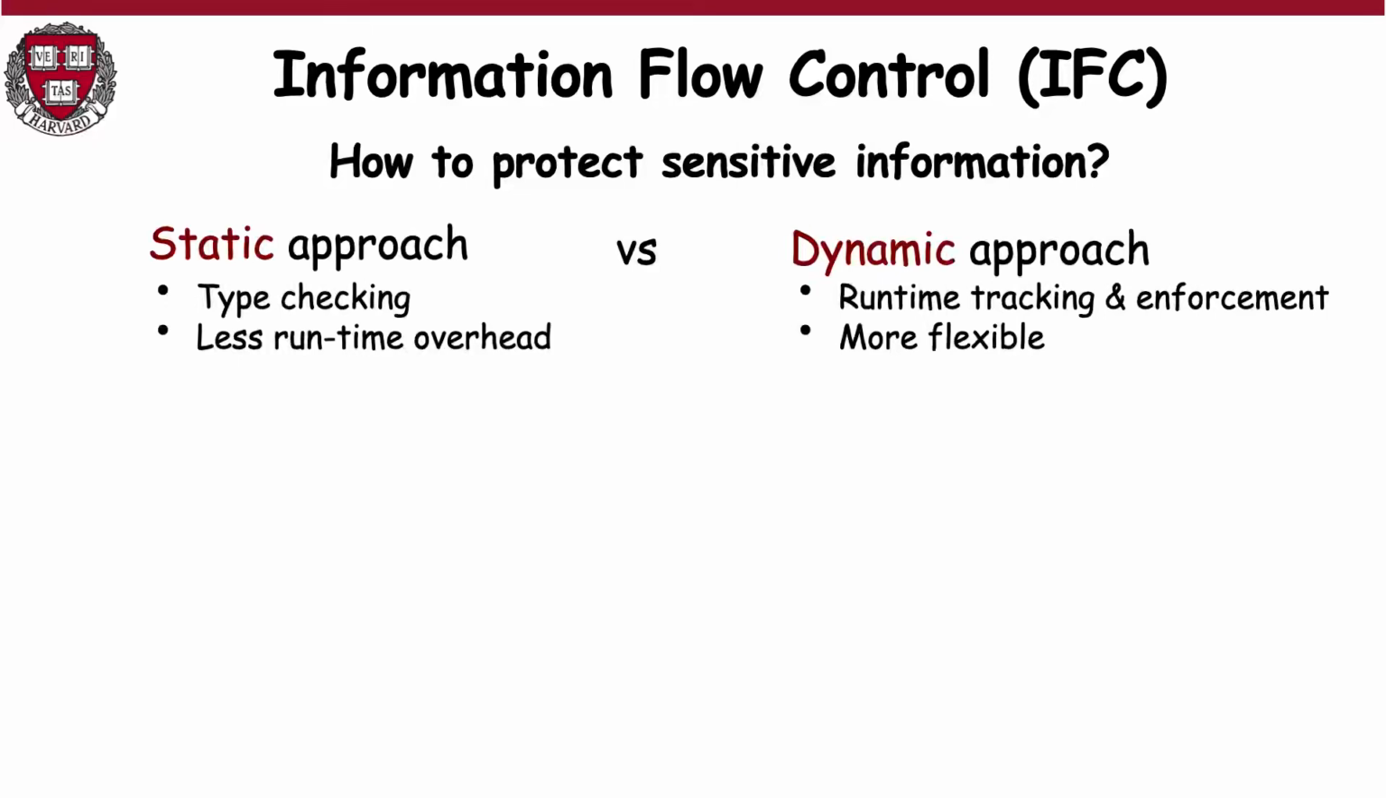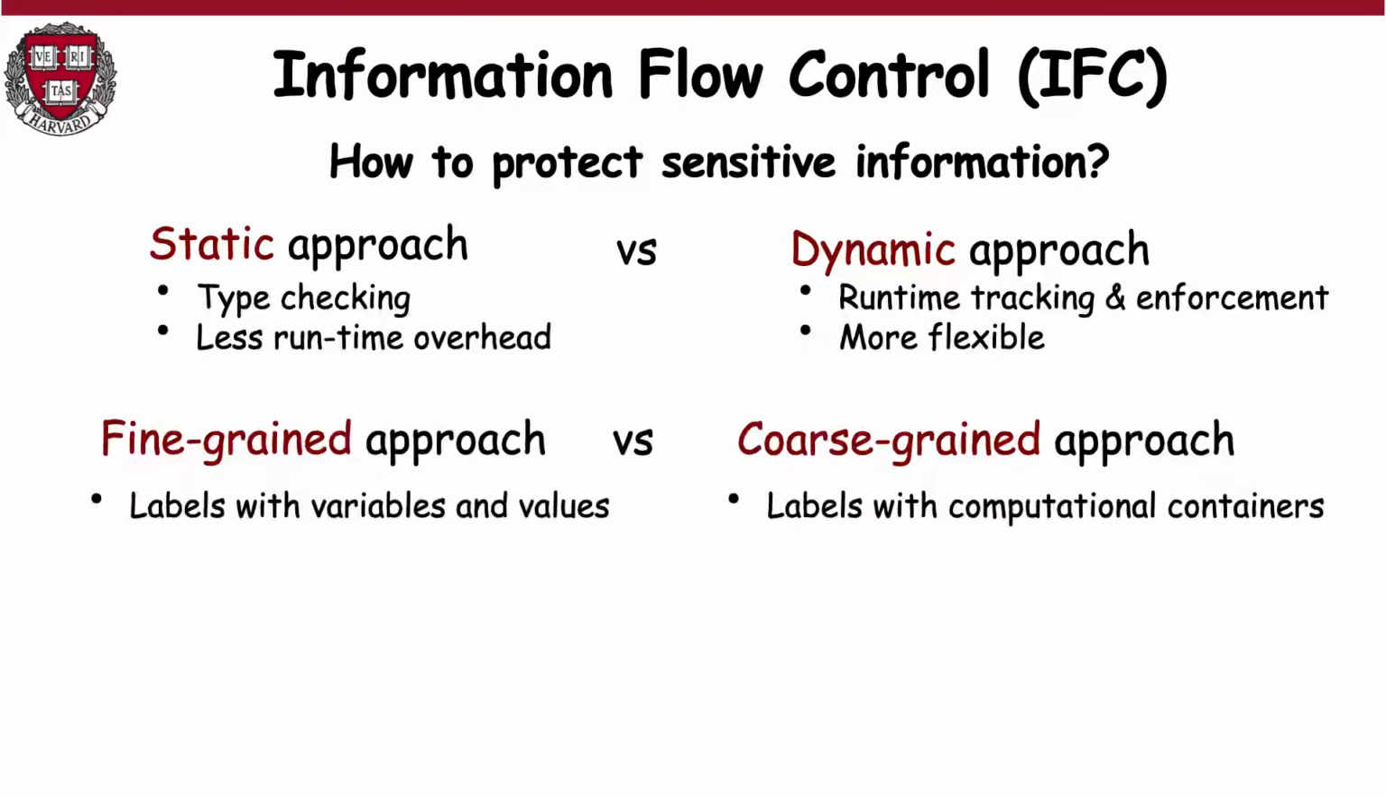Static mechanisms are often called secure type systems, which use type checking to ensure no information leak of high security content to low security channels. The benefits of static mechanisms include reduced runtime overhead and fewer runtime failures. On the contrary, dynamic mechanisms track how information propagates and enforce security policies at runtime. Dynamic mechanisms are often more flexible in dealing with runtime data and policy change.